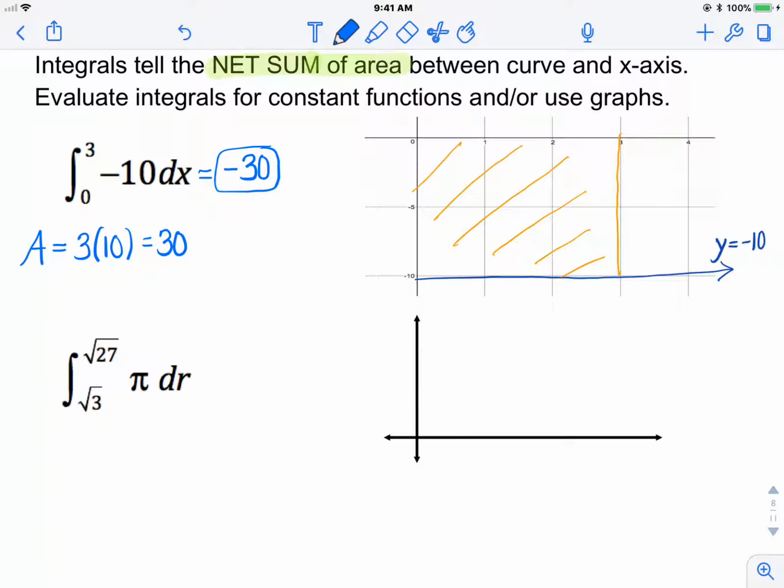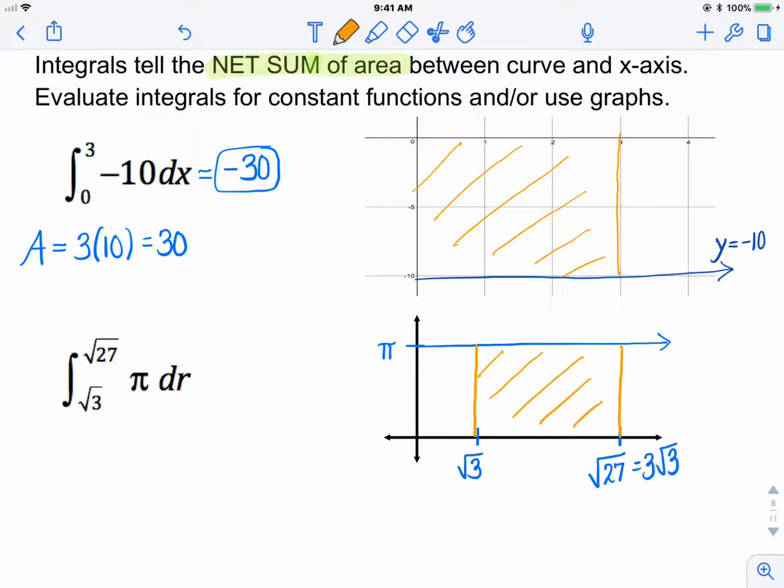The second one, they just want you to get used to working with constants, so this one with pi. If pi is your function across the way, that means your y values are always around 3.14. And if I went from square root of 3 until square root of 27, square root of 27, just so we can think it through, is square root of 9 times square root of 3, or 3 square roots of 3, that may help. And they would like us to find the net sum of area between the x-axis and here. This happens to all be positive, again, that nice constant function above the x-axis.